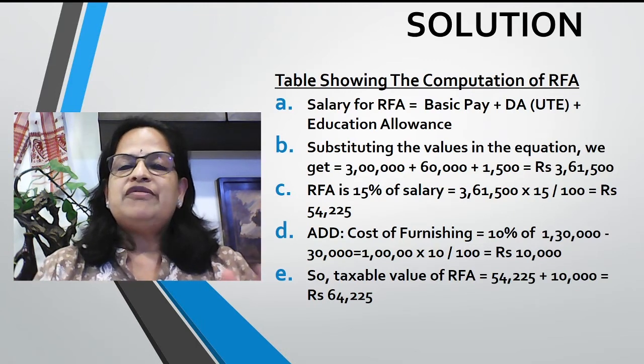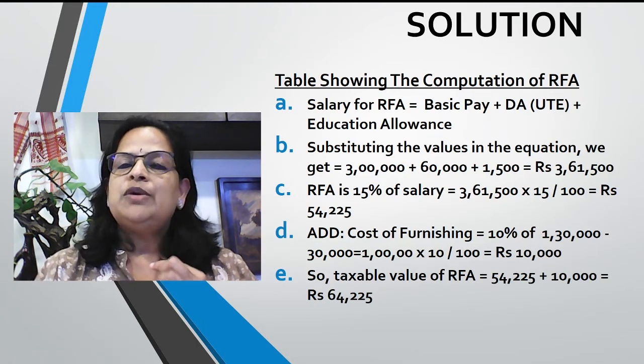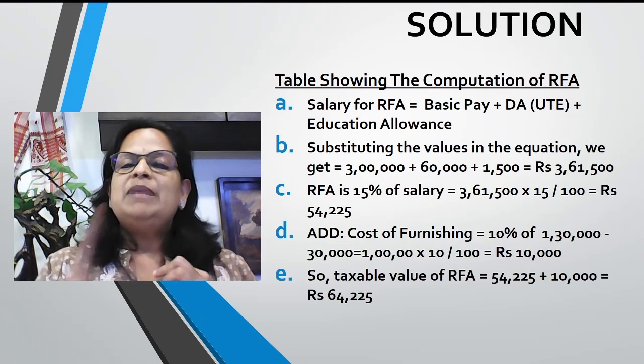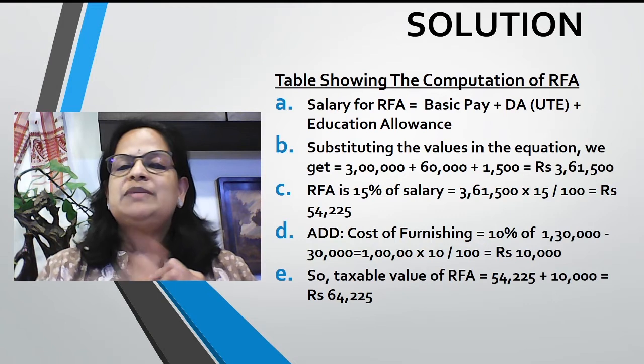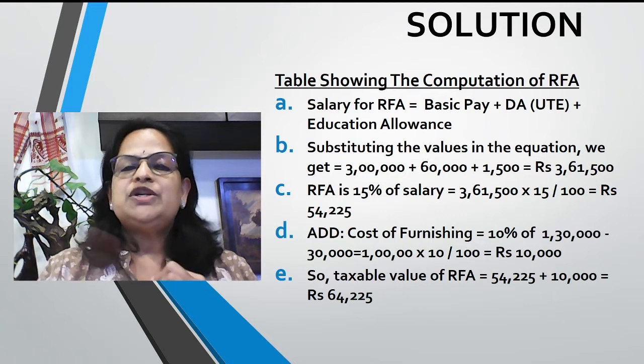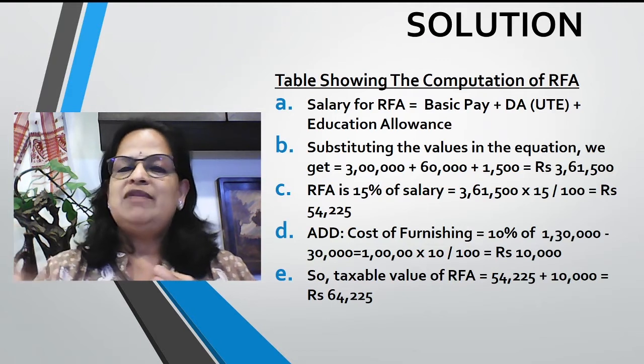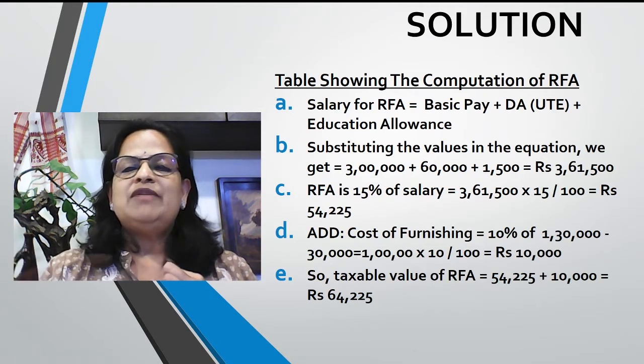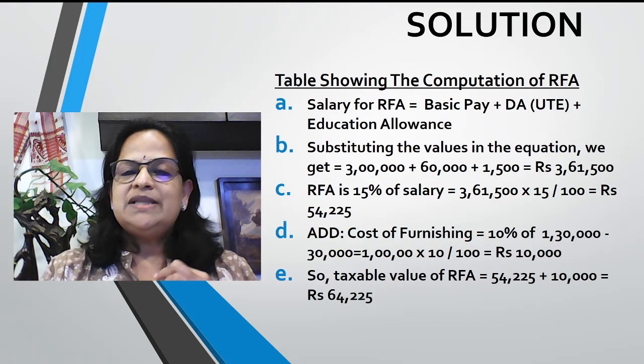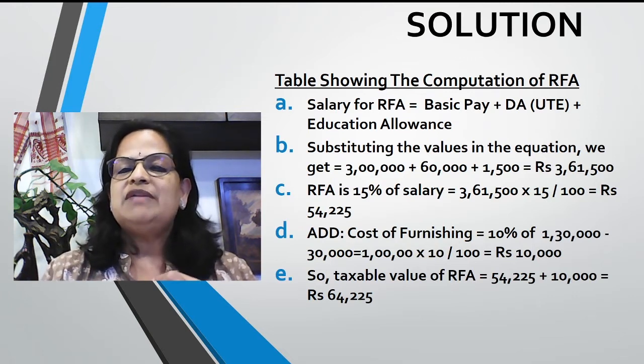So salary for RFA: basic pay will be included, dearness allowance because it is under the terms of employment, plus education allowance. All taxable allowances will come. Here the education allowance value will be there. When we are doing the gross salary statement, I will explain that. Substituting the values in the equation, basic pay is 3 lakh and DA is 60,000, education allowance 1,500. So total you will get 3,61,500.